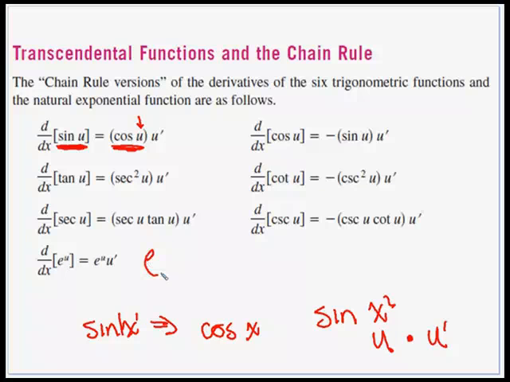The derivative of e to the x is e to the x. But now what if we have something going on up there like e to the 7x squared? Well, the derivative of e to the 7x squared is e to the 7x squared times this upper function's derivative. What is 7x squared's derivative? 14x.